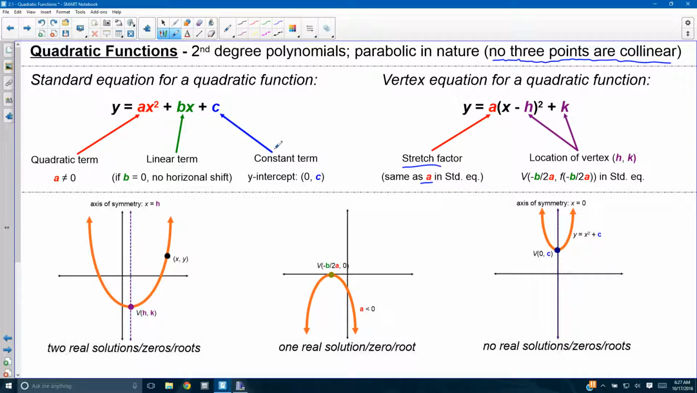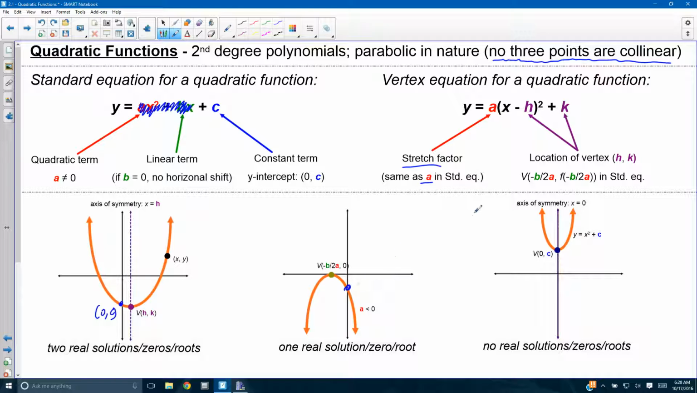C is your constant term, and that also means that when x equals 0, all that's left is that value c, which means it also represents your y-intercept. When x is 0, y is c. And that's a fantastic thing to look at. Like, for instance, in this case, this would be 0c, which is the vertex. This here would be 0c, and this here would be 0c in those regards.